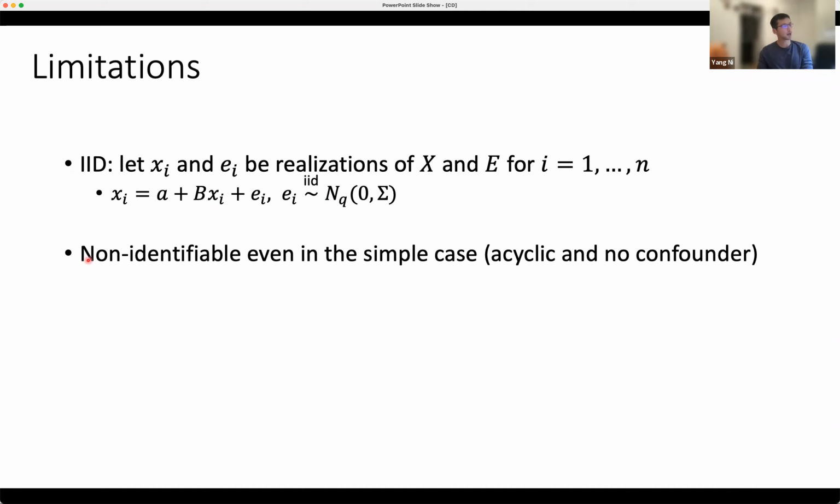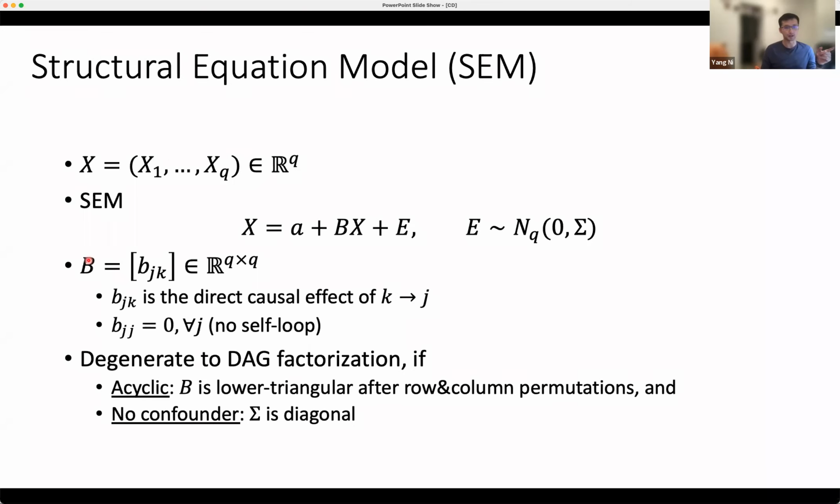Second, and perhaps more importantly for this talk, we know it's not identifiable. The causal graph behind this structural equation model is not identifiable even in the simple case where we assume it's acyclic and there's no unmeasured confounder. Even with these strong assumptions, this structural equation model is still not identifiable. It's only identifiable up to a Markov equivalence class. These are the two main limitations of the SEM on this slide.